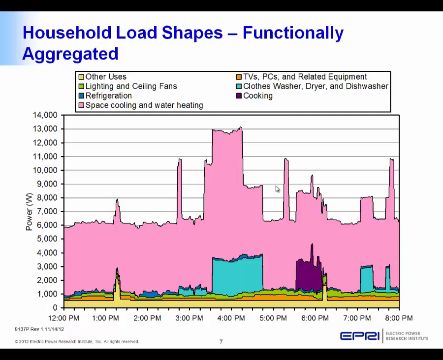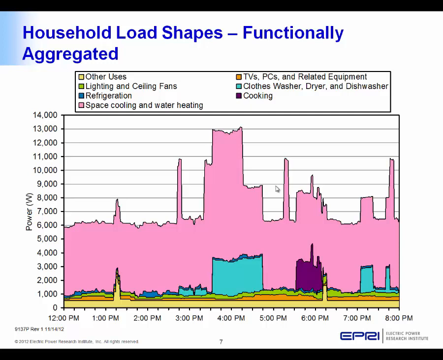This kind of approach even applies towards household utility shapes. Now here's a disaggregation of a household utility shape. Maybe most of you have never even seen this. It's quite interesting. Here we've plotted the variety of uses. Not surprisingly, the dominant use in this illustration is space cooling and water heating, shown there in pink.